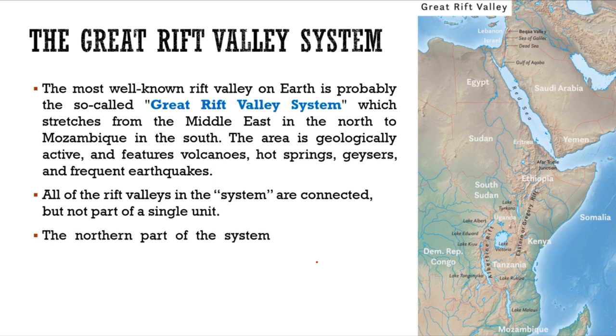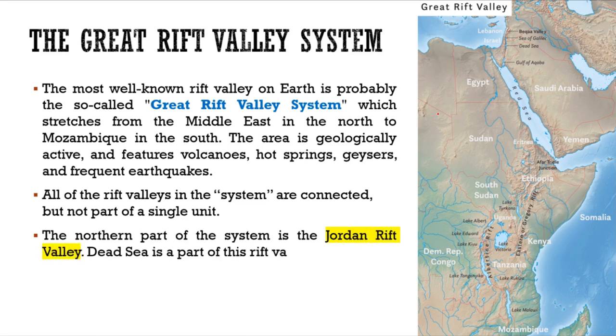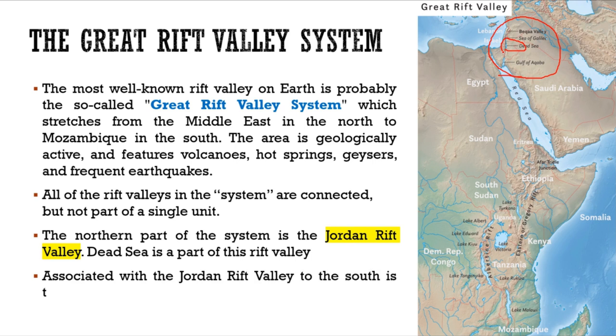The northern part of the system is the Jordan Rift Valley. The Dead Sea is a part of this rift valley. So here is the northern part of the Great Rift Valley system, the Jordan Rift Valley, and here you can see the Dead Sea Lake. Associated with the Jordan Rift Valley to the south is the Red Sea Rift. Here is the Red Sea Rift.